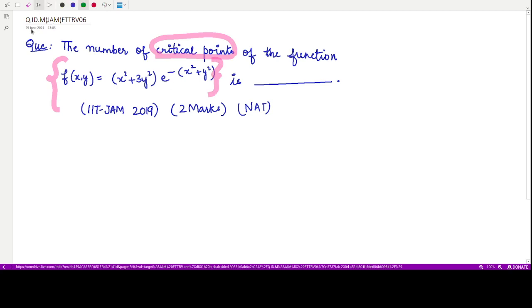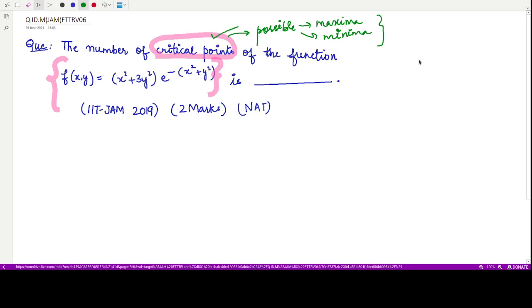For that, first of all, you should know what critical points are. These are the possible points where the function could have either a maximum value or a minimum value. So we are to count how many such points there are for this function. The procedure to calculate maxima and minima also includes the calculation of these critical points.